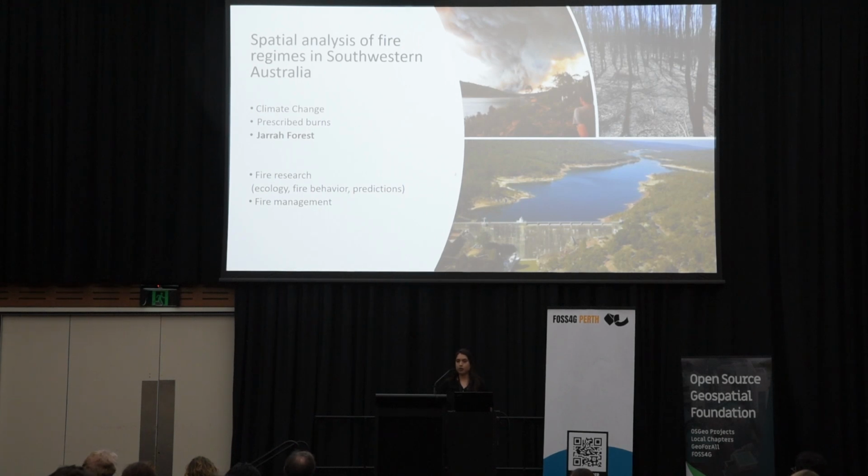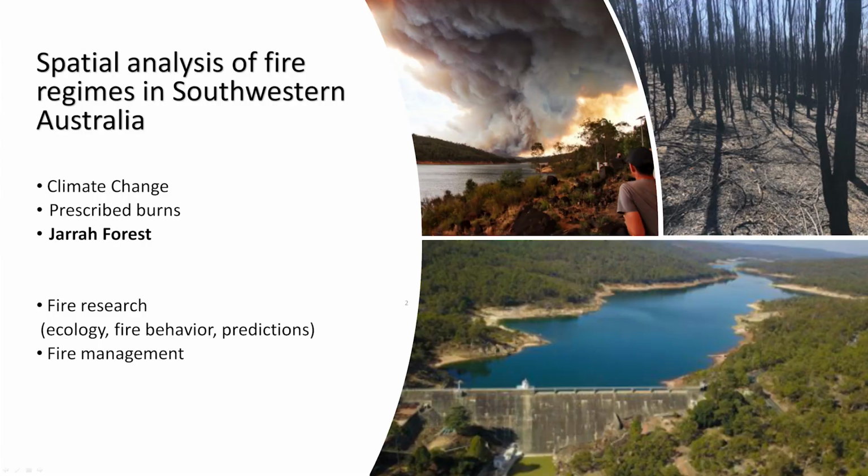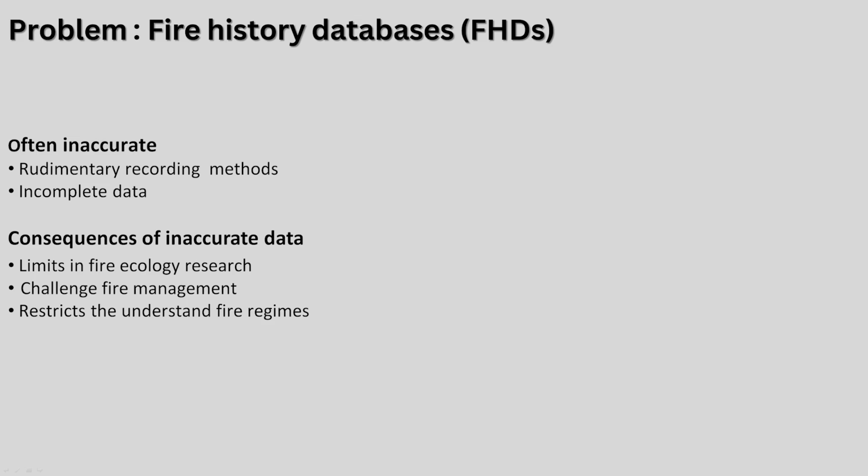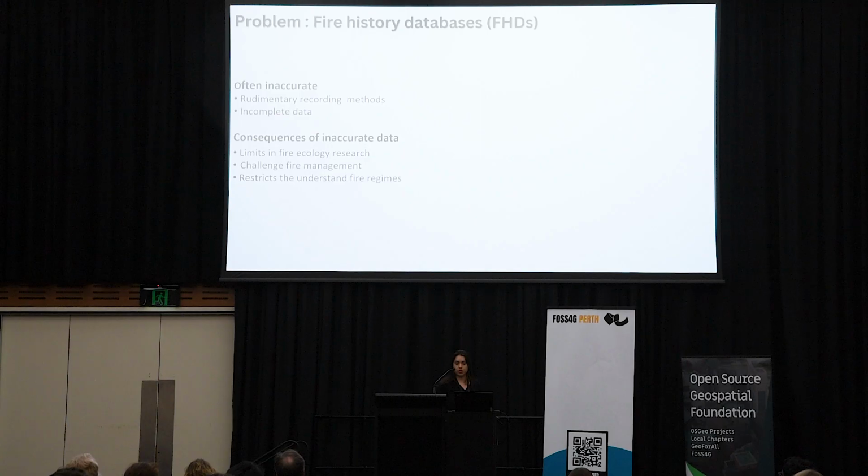So if we have long-term historical data, it would allow us to provide accurate future fire behavior predictions, and also to inform fire management appropriately. So the problem with the situation is that although fire events have been recorded over many decades, particularly in southwestern Australia, there are a number of inaccuracies with this fire history database, which does not provide a reliable set of data for this type of study.